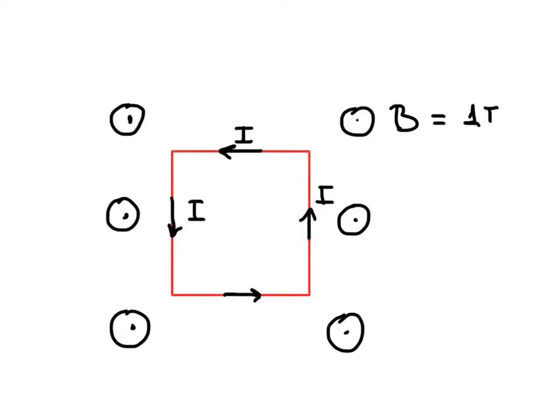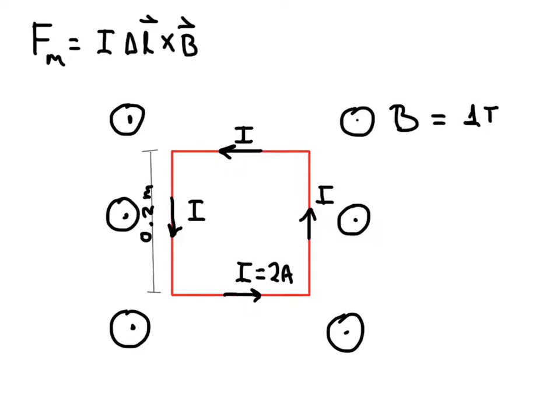Now let's do a quick application of this. Let's say that we have a region of space that has a magnetic field of 1 Tesla, and it is coming out of your computer screen. We're going to put a loop in that region of space. As you can see, it is a square loop, and the loop is going to carry a current I. The current is going to be 2 amps. The side of the square is going to be 0.2 meters.